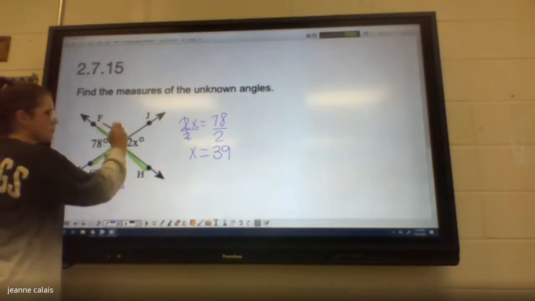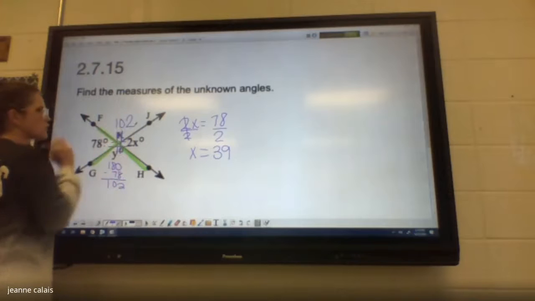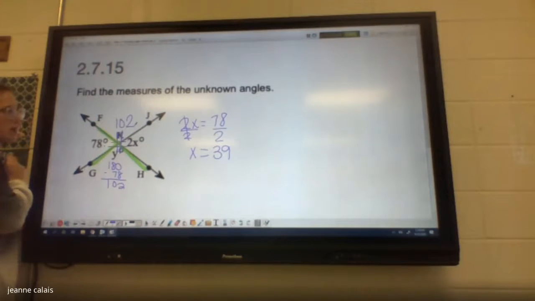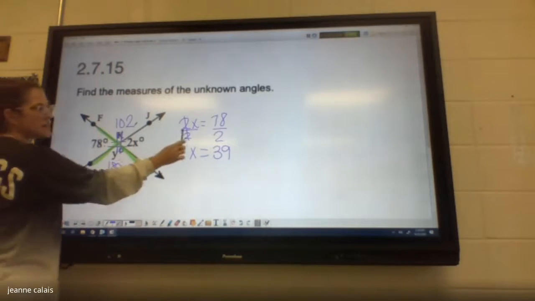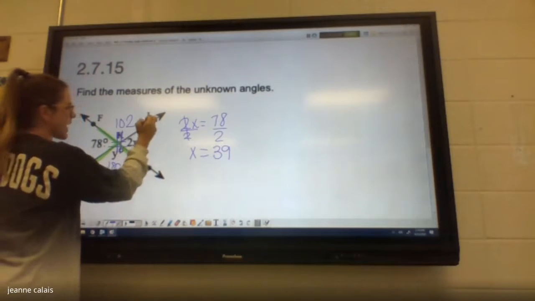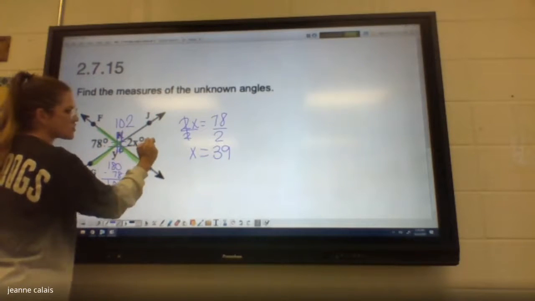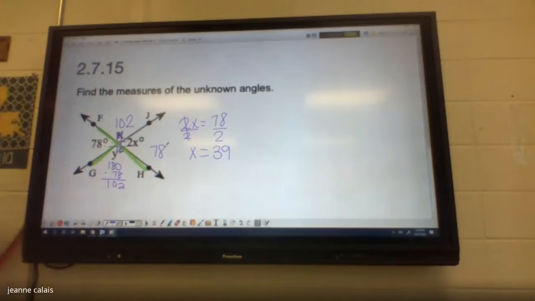All right. So here, really, there's no work to be done to find your missing angles. Because these are vertical, this angle is also 102, so FKJ is also 102. And I set 2x to 78, so angle JKH is also 78.